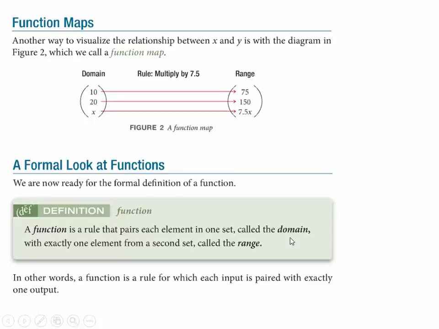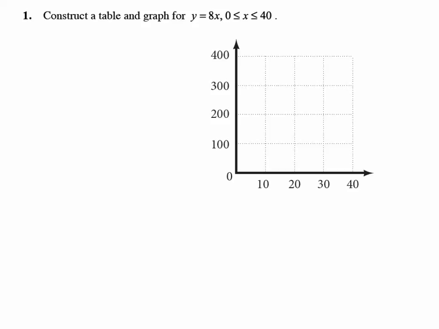So let's change it up just a little bit here for our example. What happens if you earn $8 an hour? Can you graph for me a graph that gives you $8 an hour? And again, you can only work from 0 to 40 hours.